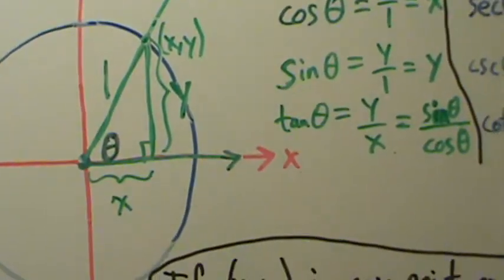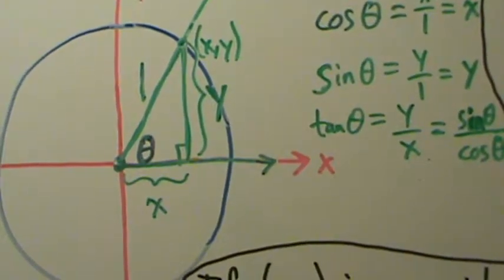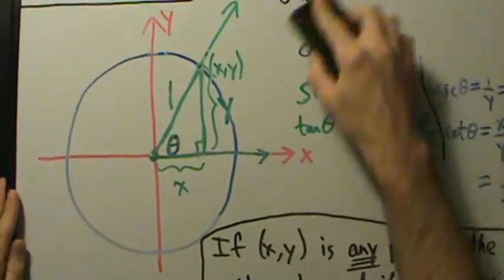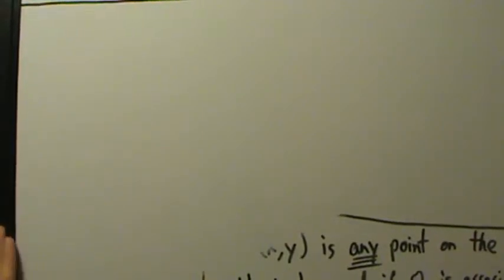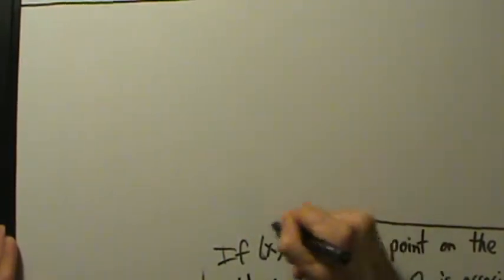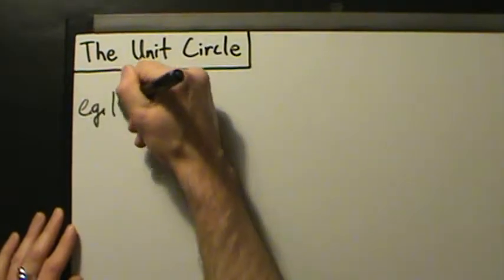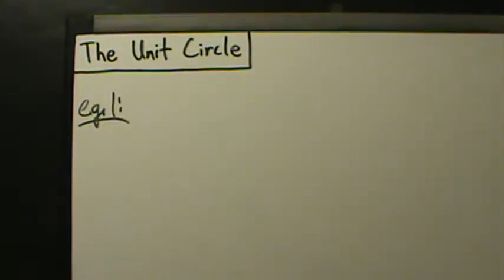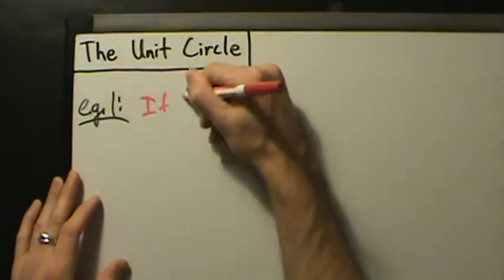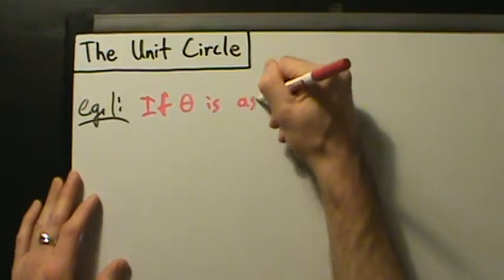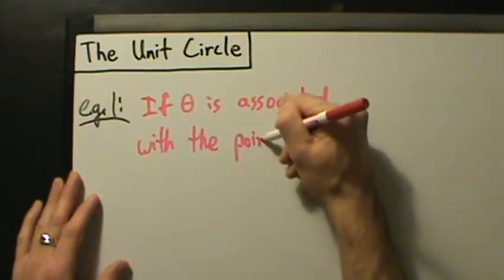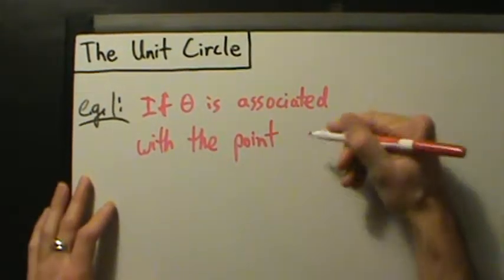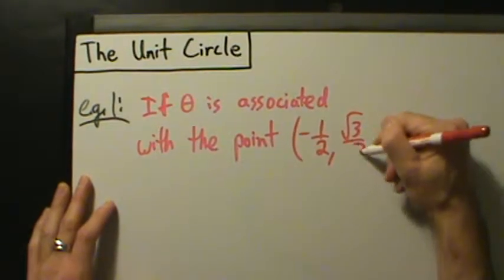Okay, so let's do a couple quick examples with that. Let's zoom out a bit and get rid of all this stuff here. Two quick examples, I guess. Actually, maybe I do want to keep this here. If x comma y is any point on the unit circle. So let's say example one with this stuff. If theta is associated with the point, which point? Let's say negative 1 half comma root 3 over 2.